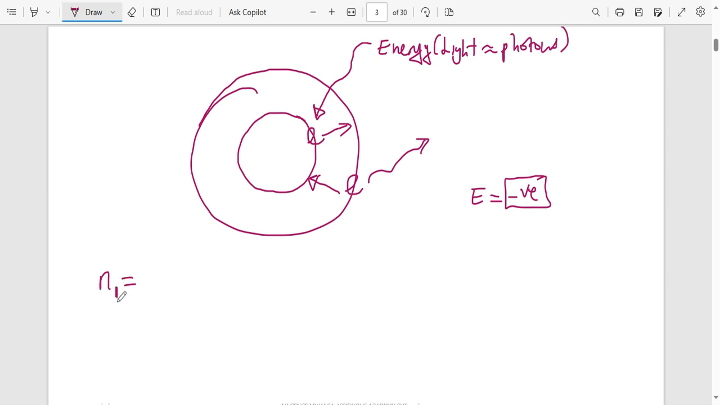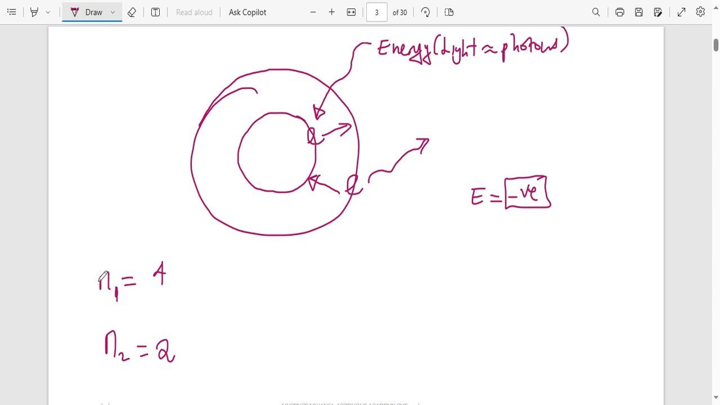So we're going to be using n1 and n2. n is representing the shell in which that electron is. Please take note, n is representing the shell in which that electron is. Let's say an electron at the beginning is in the fourth shell and then it ends up in the second shell. Now, a very direct and simple question.